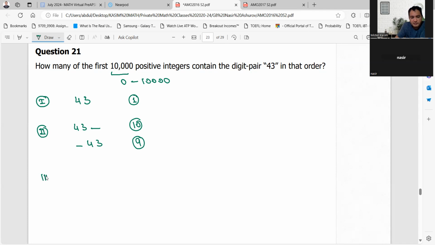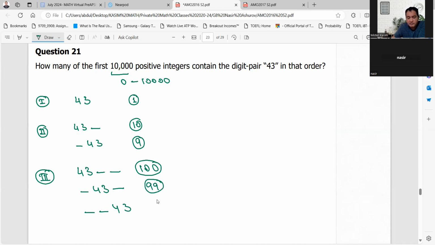And the third case is, how about four-digit numbers? It may appear like this, 4, 3 with two numbers after it, or two numbers before it, or 4, 3 in the middle. In this case, the first one, 4, 3, how many such numbers? 100, right? Okay. In the second case, 99. The third case, 98.